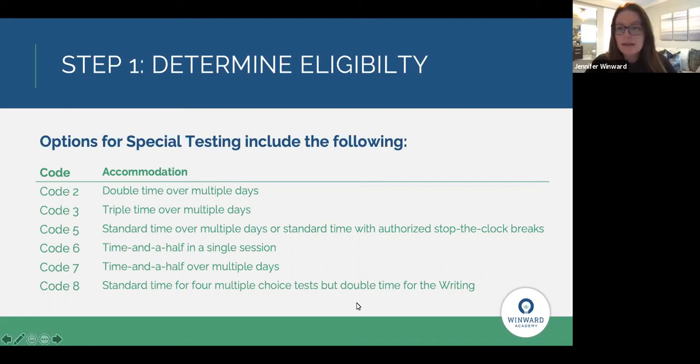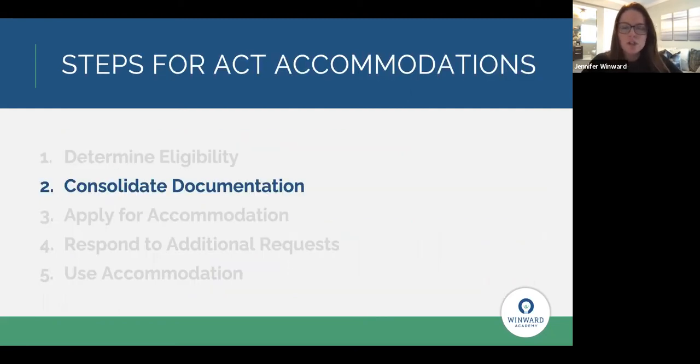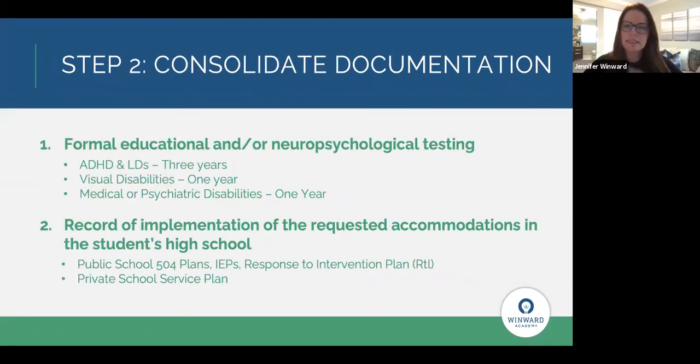And then the last code that's available is standard time. So again, no extra time on the test. However, for the writing section, for the essay at the end, you get double time. So assuming that one of those codes fits what would make sense for your teen, next step for you is to get all of the documentation together.